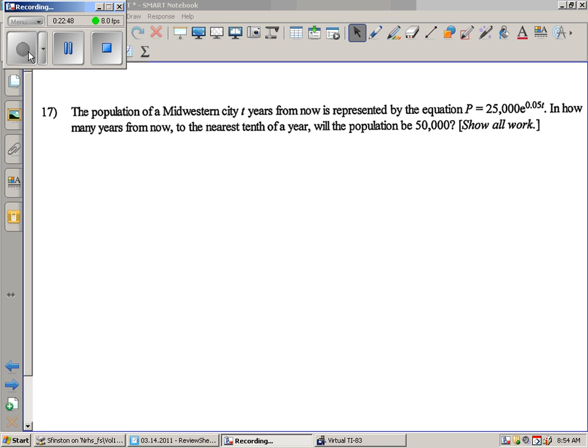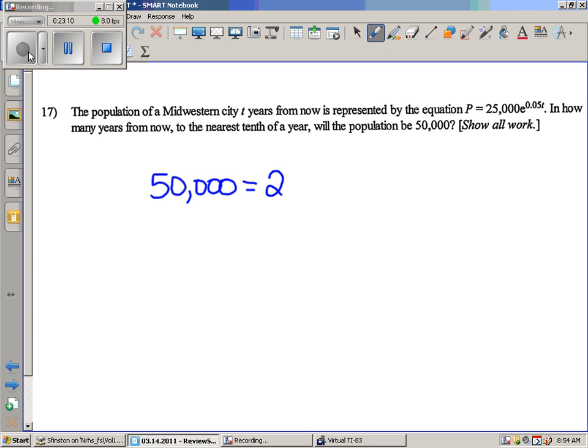The population of a Midwestern city T years from now is represented by that equation. In how many years from now, to the nearest tenth of a year, will the population be 50,000 people? So where do you sub in that 50,000? Do you sub it in for P or for T? Yeah, you sub it in for P. So 50,000 equals 25,000 e to the 0.05 t. What do you think step 1 is?